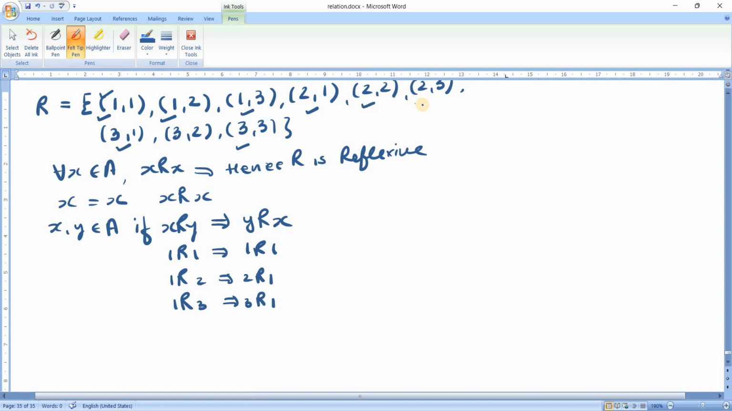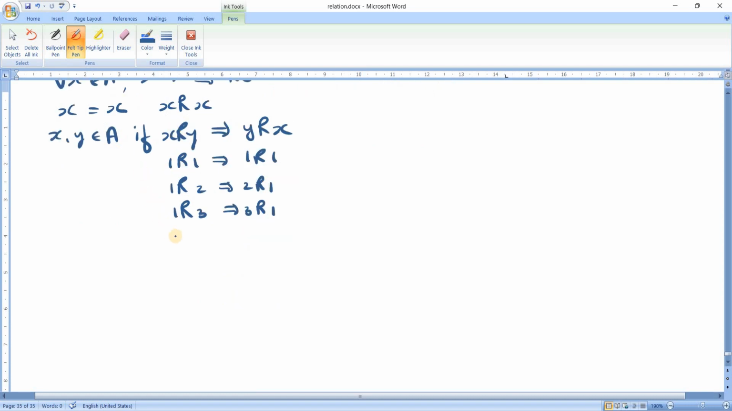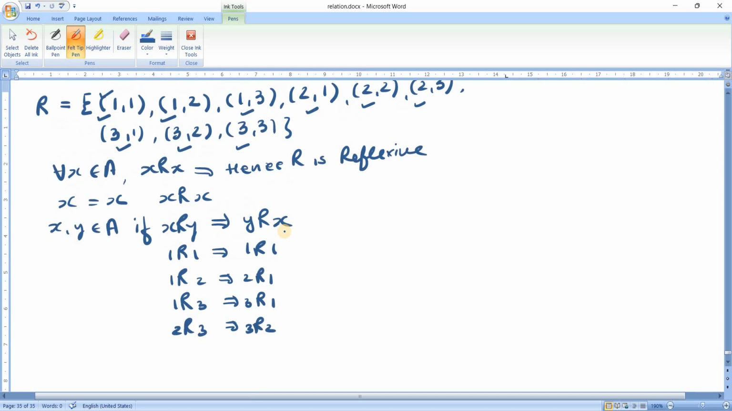Next ordered pair is 2 comma 3. So we see that for 2 comma 3, we also have 3 comma 2, right? So 2 is related to 3, then we should have 3 related to 2. So this is also true in our relation. And the last ordered pair is 3 comma 3.